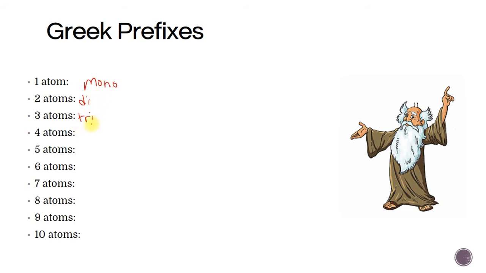Di is 2, tri is 3. Okay. 4 atoms. This one's a little tricky for some people, so really focus on making sure you know this prefix. 4 atoms. It's not quad. It has nothing to do with ATVs. Okay. 4 atoms is tetra. So technically, a square is a tetragon. 4-sided figure. Gon means figure. Tetragon. 5 atoms is penta.